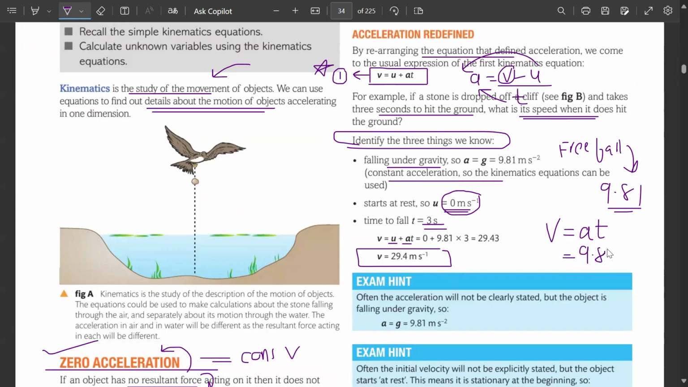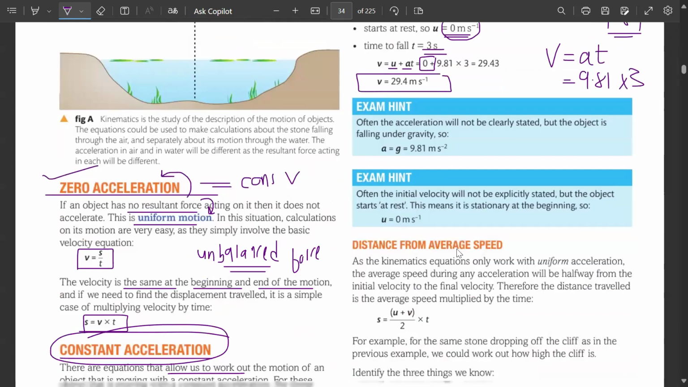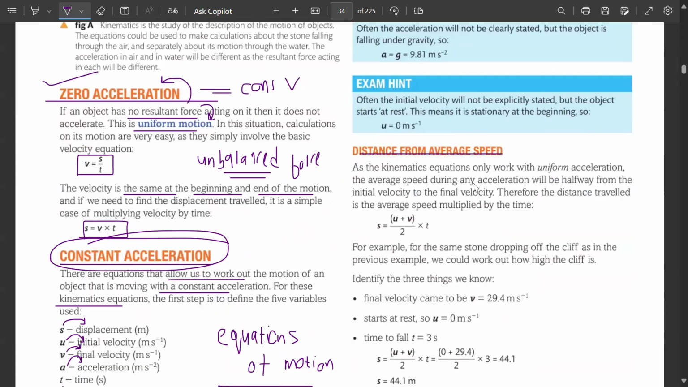Just multiply 9.81 with the time taken. It took 3 seconds. Simple as that. You don't have to include u because it was already at rest. Distance from average speed कैसे निकाल सकते हैं?